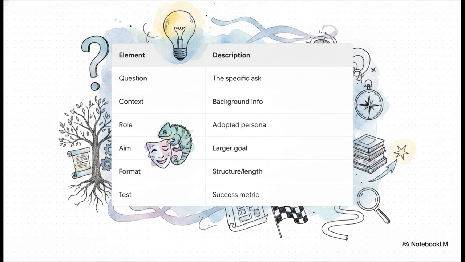Now, elements like aim are huge because they give the AI a bigger picture direction of travel. And the test element? That brilliantly anchors both of you to what actually makes a successful answer. You are literally defining the finish line before the race even starts.